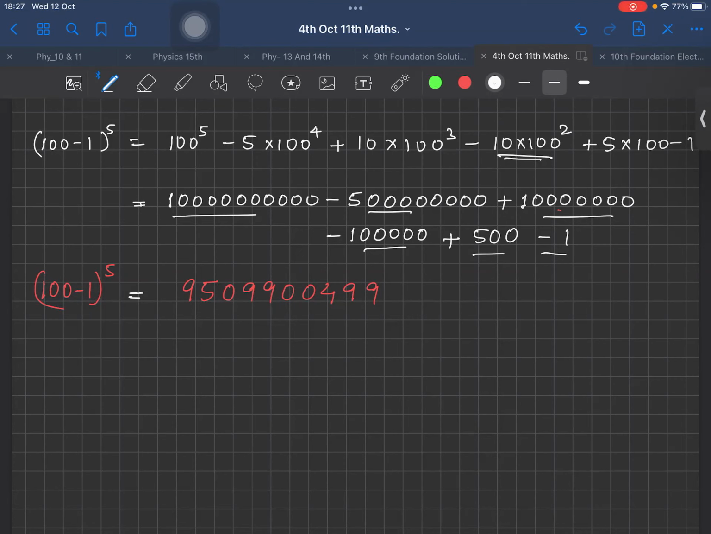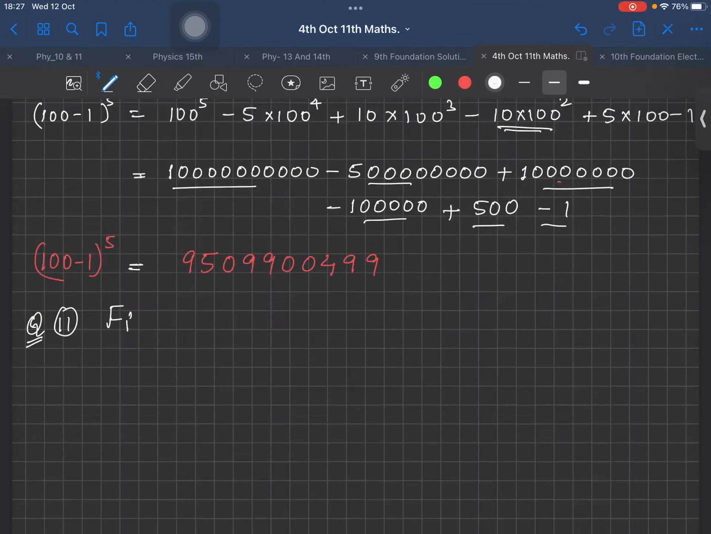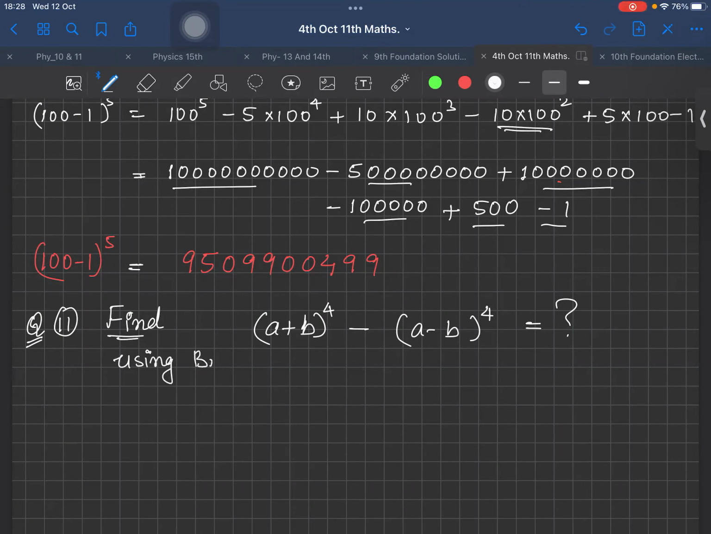Okay. Acha, how many of you were able to solve question number 11? Just try question number 11. Find a plus b to the power 4 minus a minus b to the power of 4. Find it. Evaluate it using binomial theorem. Do this.